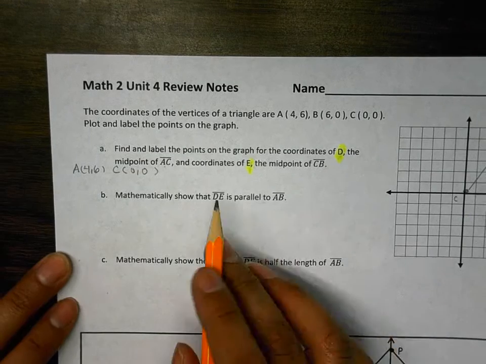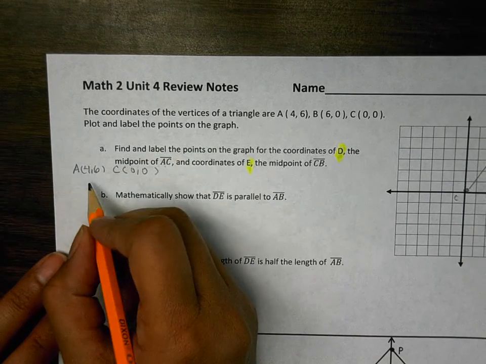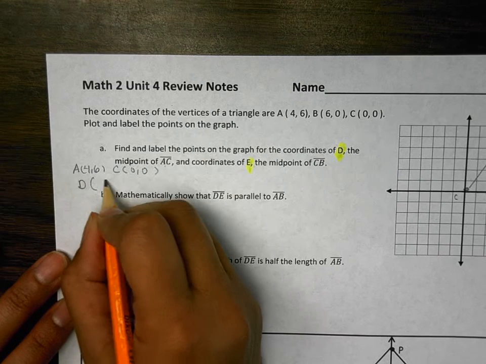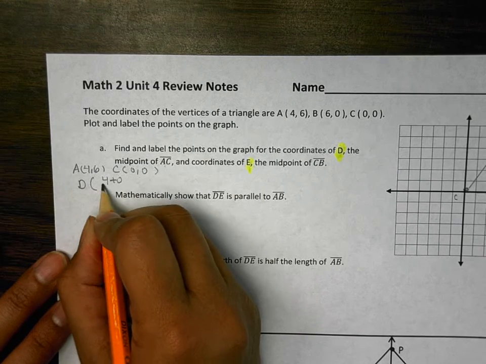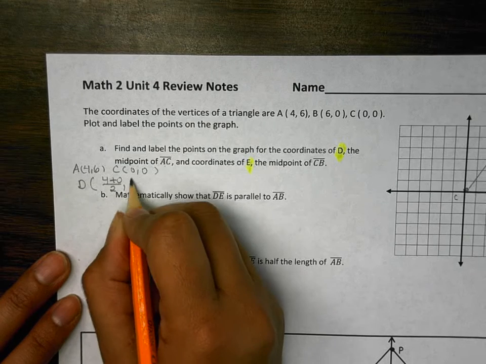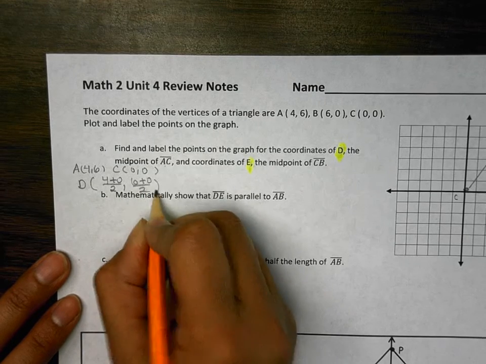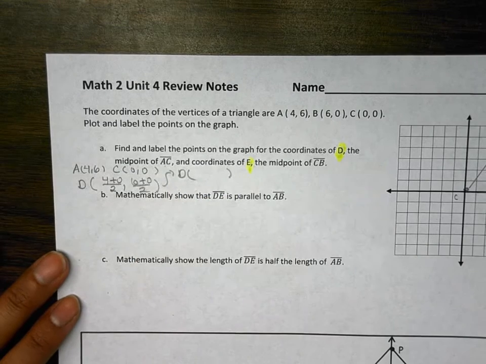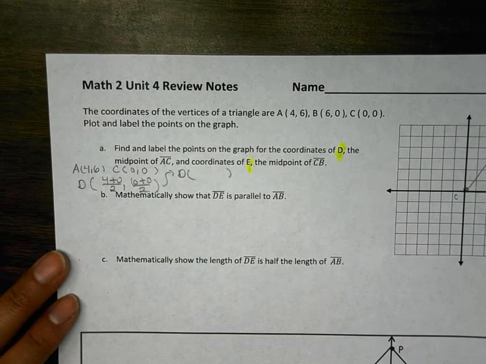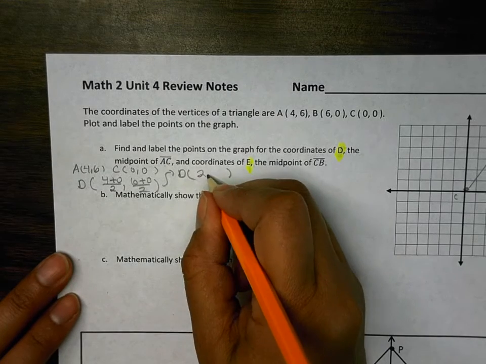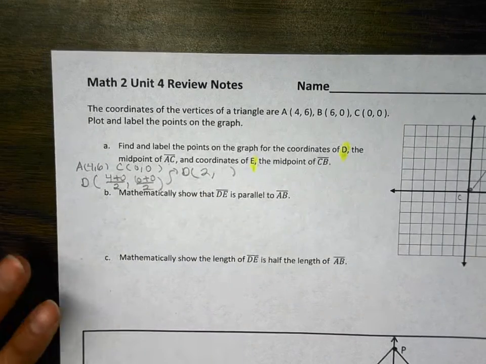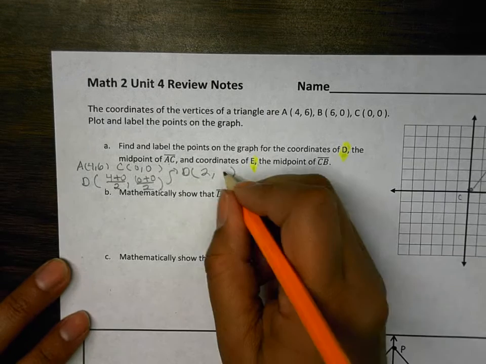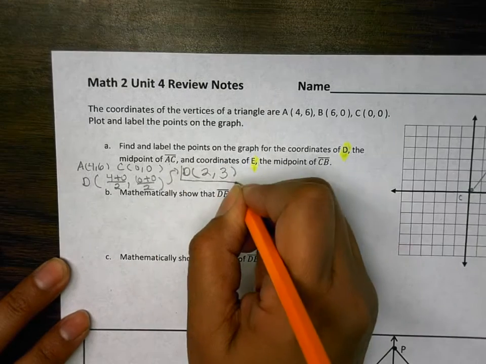Okay, so midpoint formula is what? What do we do with the x's? Add them or subtract them? Add them. 4 plus 0, and then we cut them in half, and then 6 plus 0 divided by 2. What's 4 plus 0? 4, and 4 cut in half? 2. 6 plus 0 is 6, and 6 cut in half? 3. All right.